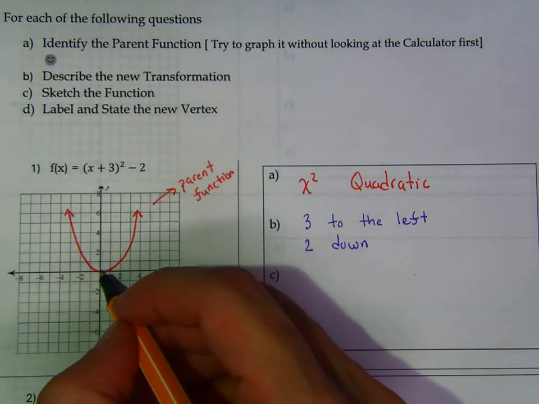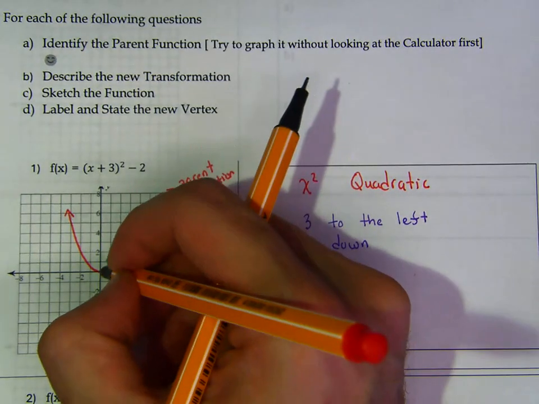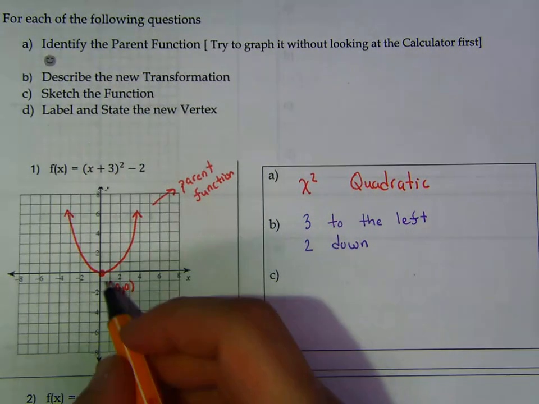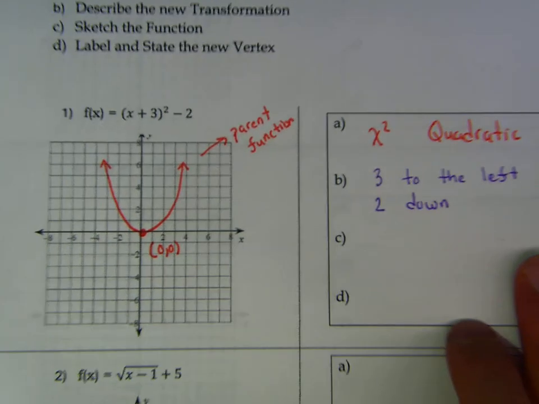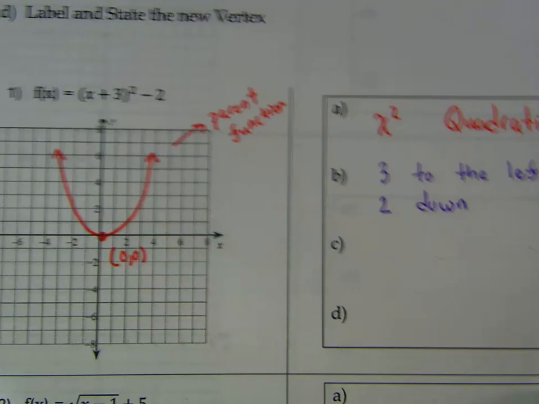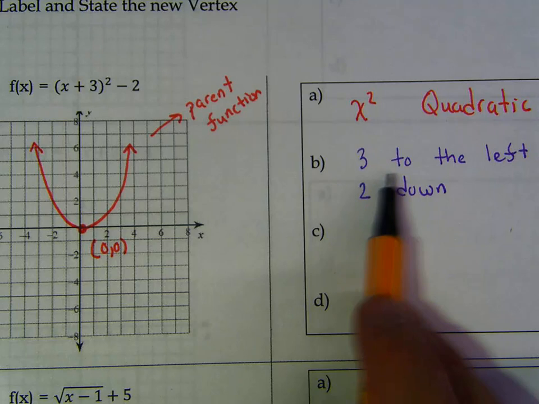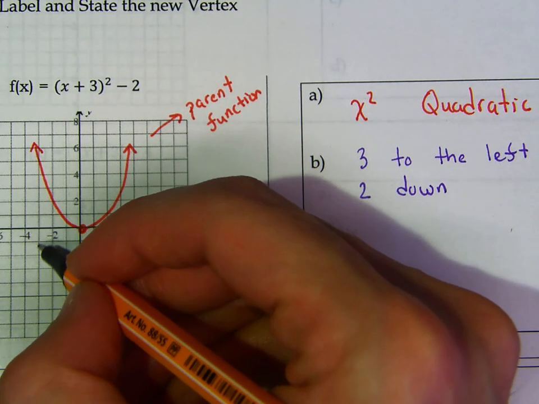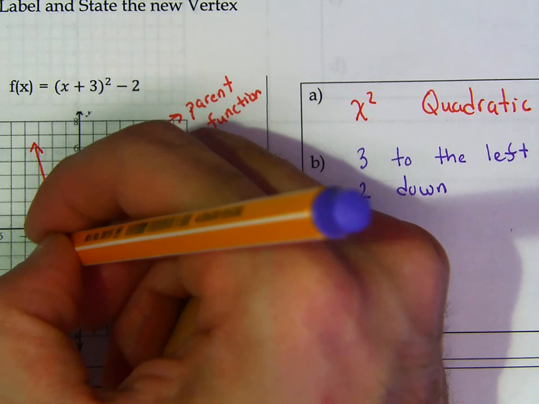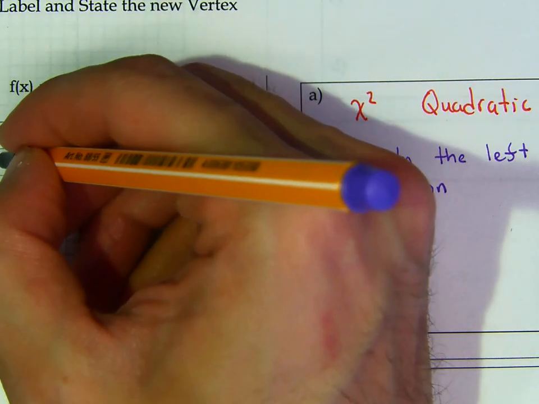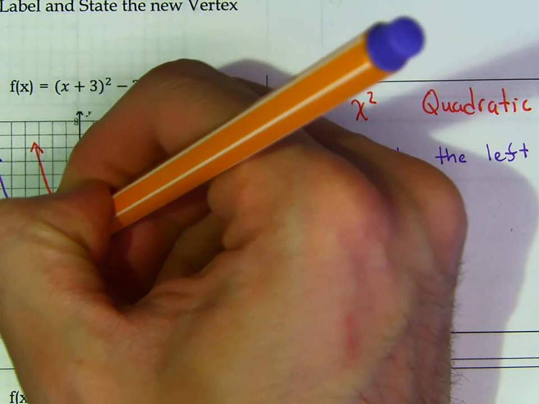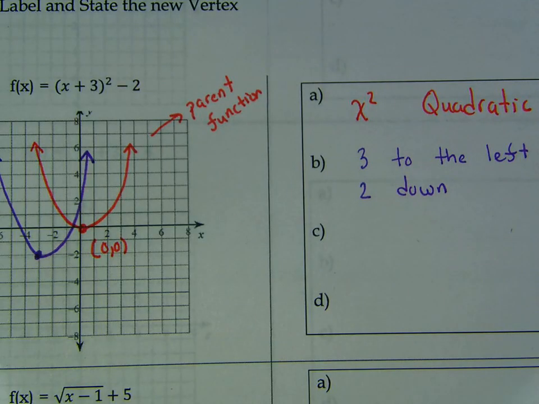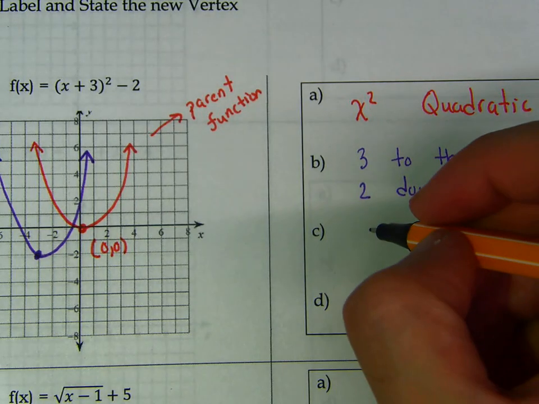So you see how this is the original point of (0, 0)? That's my original vertex. What's going to happen to this point, and we could zoom in a little bit, I'm going to go 3 to the left, 2 down. 1, 2, 3, 1, 2. Bam, and that's my new point. And all I'm going to do is show this over here like that.